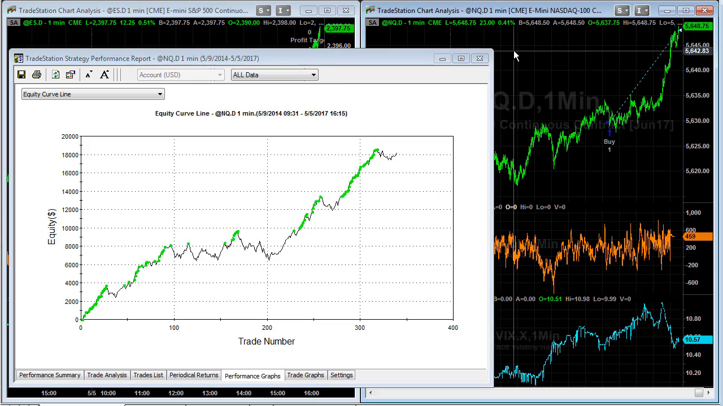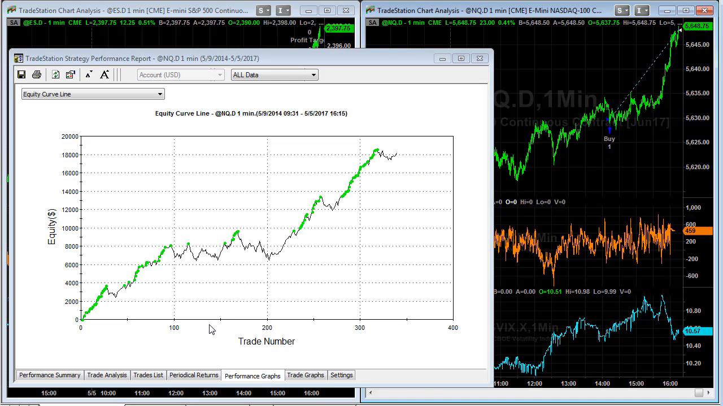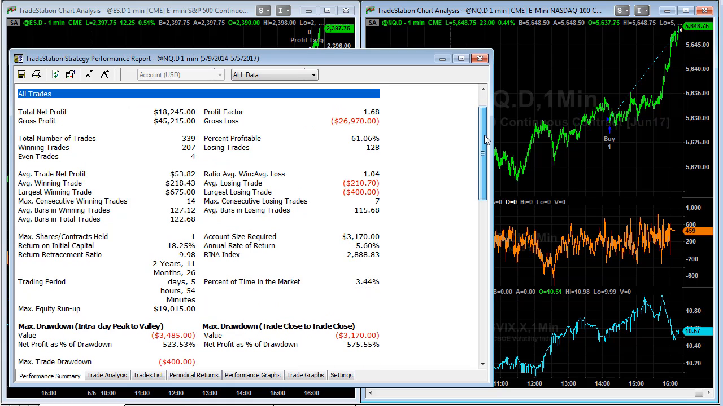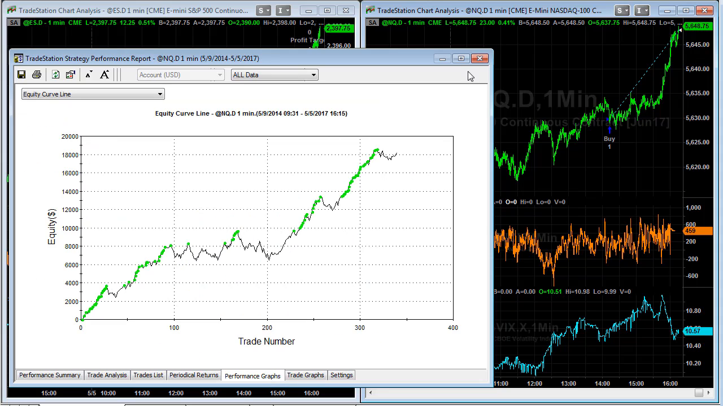Now let's look at the Nasdaq. This is going back 3 years as well. The average trade profit is 53, and the drawdown 34.85. And here's the equity curve as we have looked at previously.